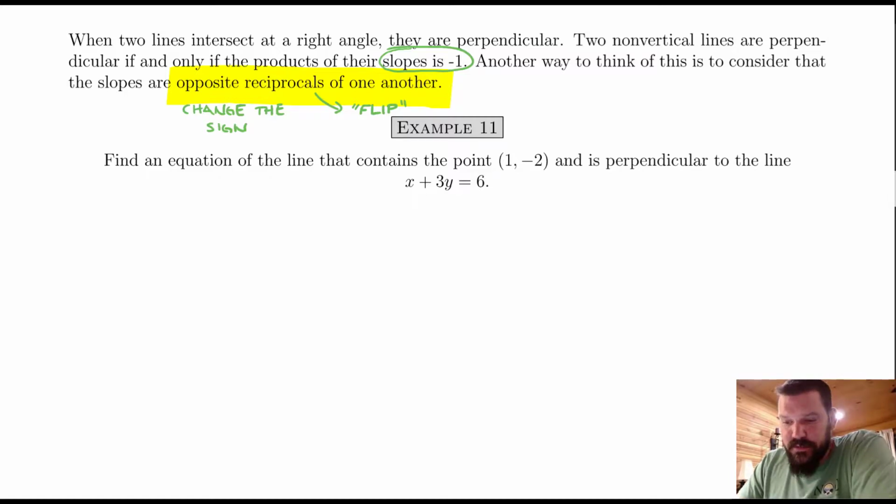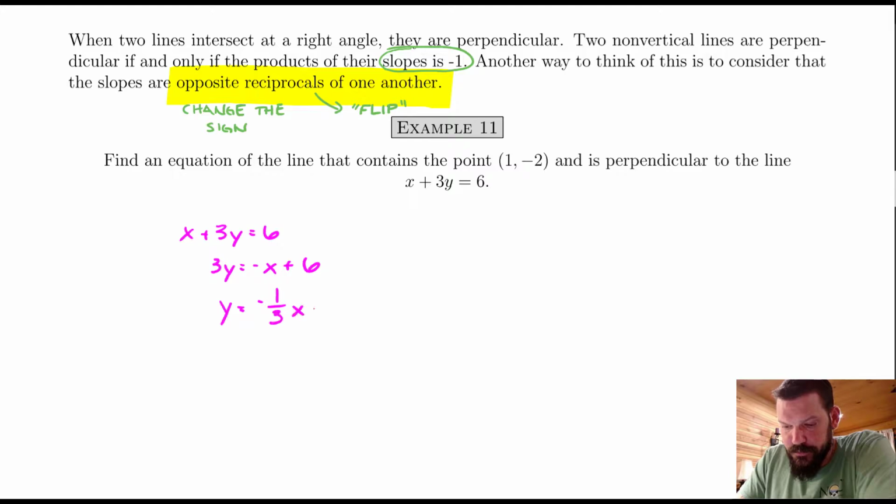With our example 11, it says find an equation of the line that contains the point 1, -2 and is perpendicular to the line x plus 3y equals 6. So just like in the previous example, we want to get our given equation in slope-intercept form. So we would subtract x from both sides. And then we would divide everything by 3. So our line is equivalent to y equals -1/3 x plus 2.